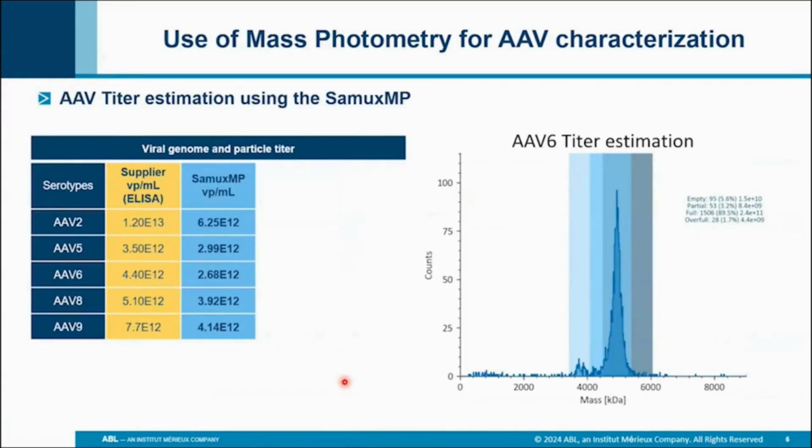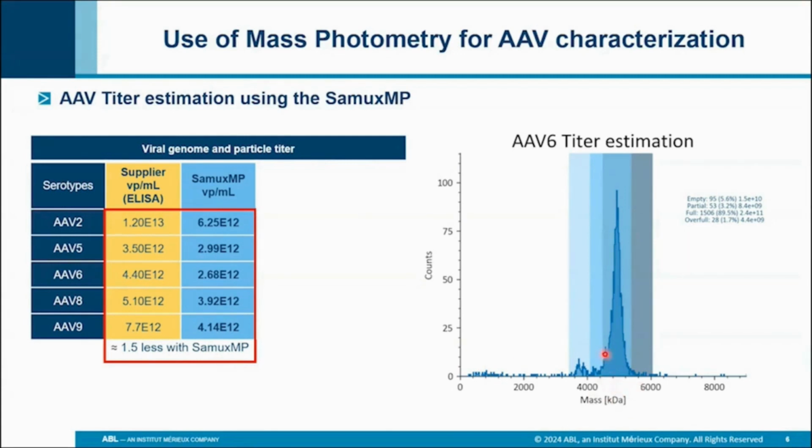Then we decided to look at another interesting feature from the SamuxMP, the SamuxMP being the equipment, which is a mass photometer. And this feature is the AAV titer estimation. So first of all, we looked at the viral particle titer estimation that we got from the SamuxMP for all our standards. And we compared them with the ELISA data that we had from the supplier. And everything is in this table here and is expressed in VP per ml. And well, as you can see, we are just a little bit less with the SamuxMP compared to the ELISA. And on average, it's 1.5 times less, which is quite close.